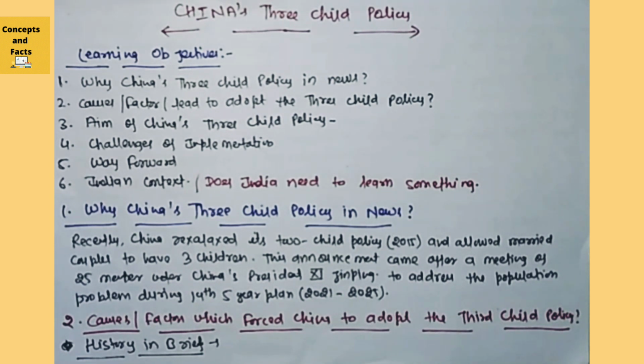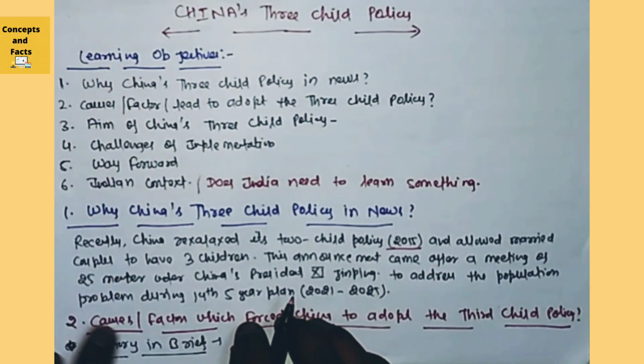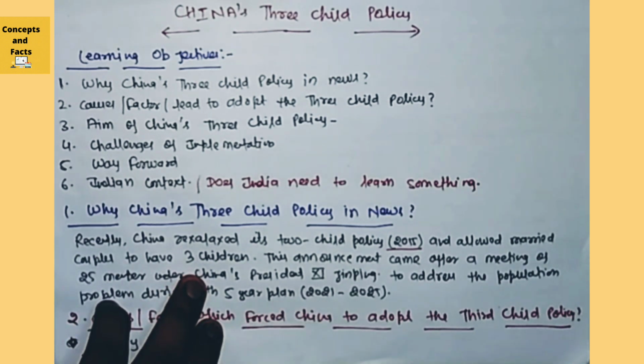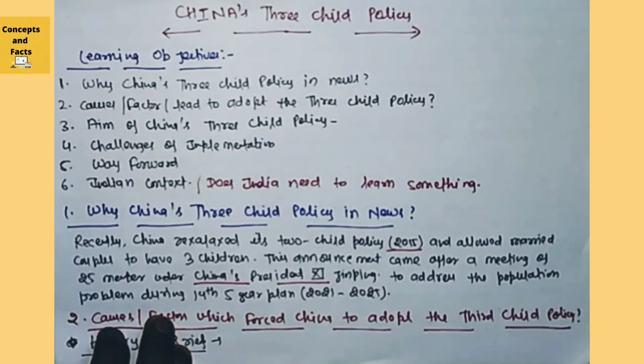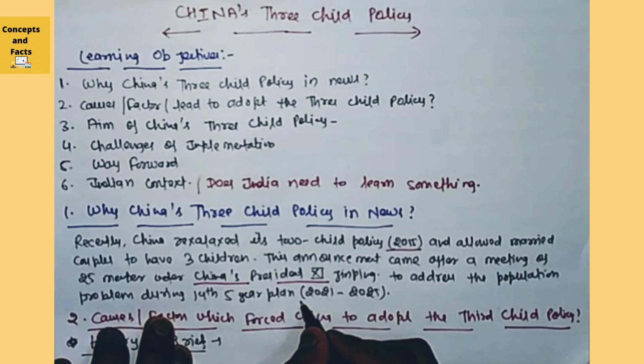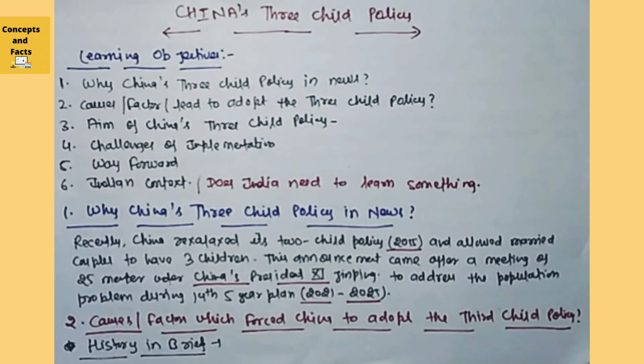Recently, China relaxed its two-child policy, which was adopted in 2015, and allowed married couples to have three children. This announcement came after the census held in 2020 and after a meeting of 25 members under Chinese President Xi Jinping to address the population problem during the 14th five-year plan, that is 2021 to 2025. Now, what are the factors which forced China to adopt the three-child policy? Before that, we have to look at a brief history of population: why China adopted the one-child policy, why the second-child policy, and then the third-child policy.